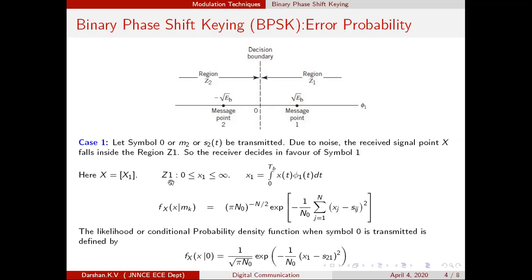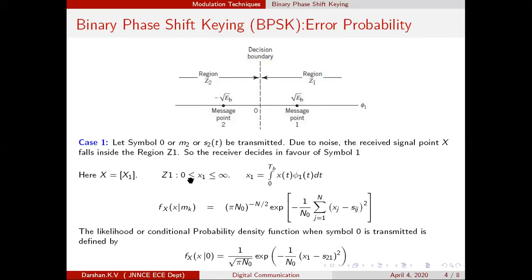Then purposefully I have written the range of Z1. What is the range of Z1? The Z1 range is a positive range and Z2 is a negative range. How is Z1 defined? If the received signal falls in the region Z1, I have written what the range is. Assuming that the received signal falls in the region Z1, X1 is in the positive region. That has been written mathematically as 0 to infinity. 0 to infinity is a positive range.